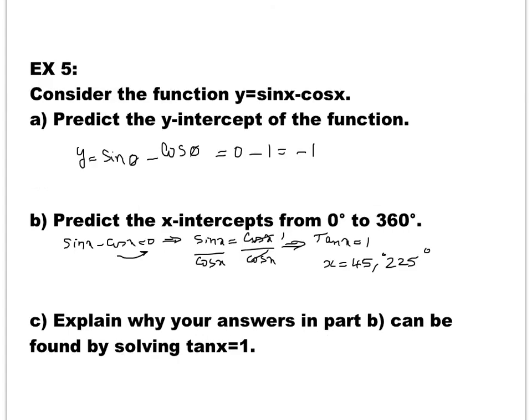The next question is: explain why your answers in part B can be found by solving tan x is equal to 1. Because we are dealing with the x-intercepts, y has to be 0, and then if we move cos x to the right, we get that tan x has to be equal to 1. So we are in fact solving tan x equal to 1, which produces the x-intercepts equal to 45 and 225 degrees.